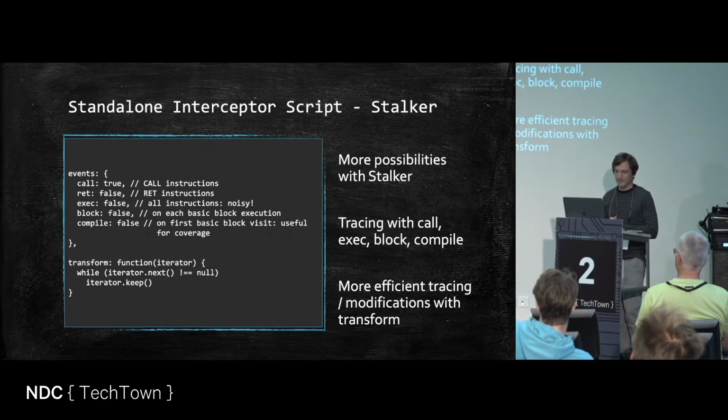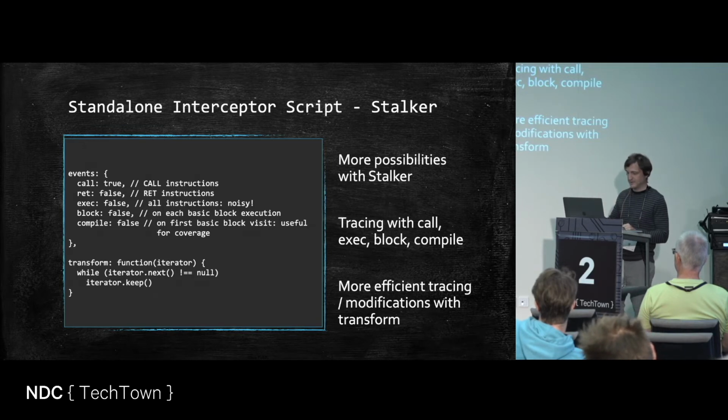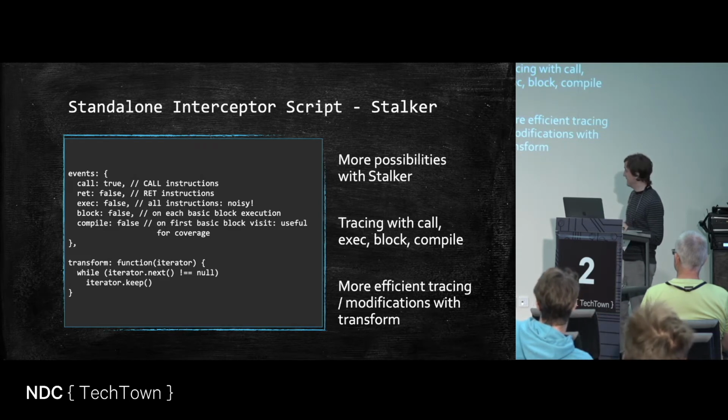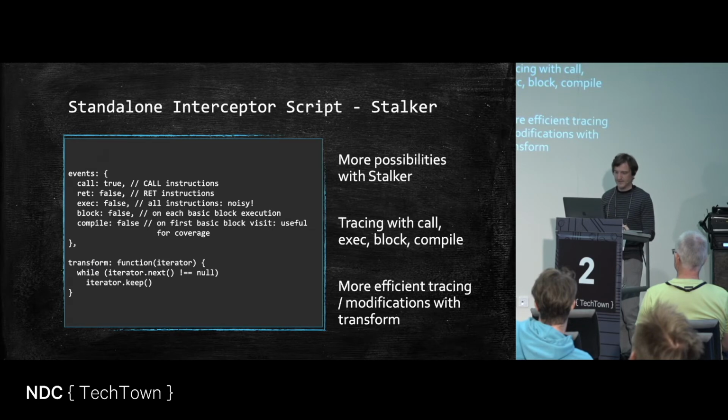And one of the most powerful things with Stalker is the transform function. So transform lets you control the instrumentation that Stalker does. It gives you an iterator for instructions, and so you can go through each instruction and do things like, oh, if it's a call, then do this. If it's a jump, do this. You can change instructions, you can add instructions, you can remove instructions, all that. And so it just really is very powerful. It's a lot faster than hooks, for example.